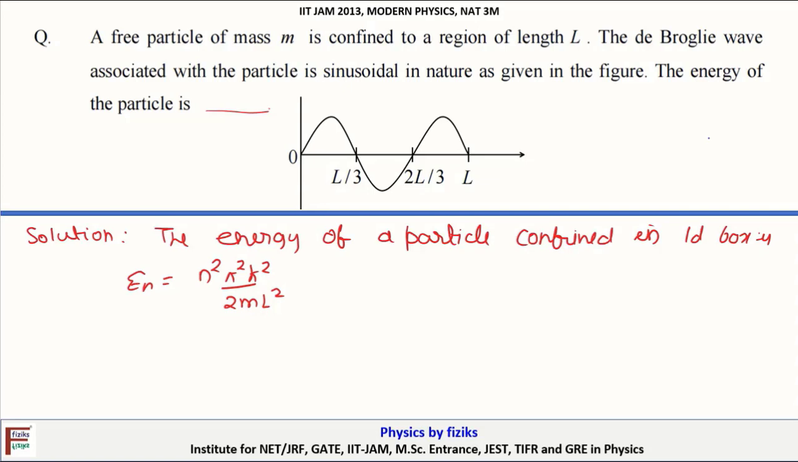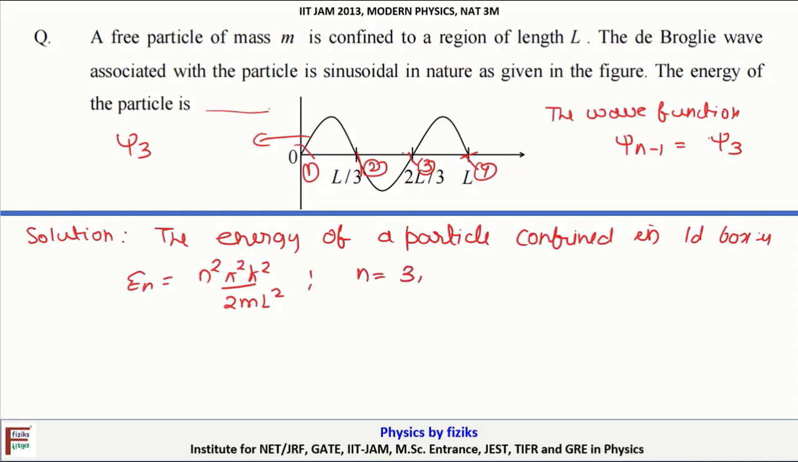Let us count the number of nodes. The number of nodes in this wave is 1, 2, 3, 4. So there are 4 nodes. The wave function would be psi of n minus 1, that means psi 3; number of nodes minus 1. That means this wave corresponds to wave function psi 3. So from the figure, the value of n is equal to 3.